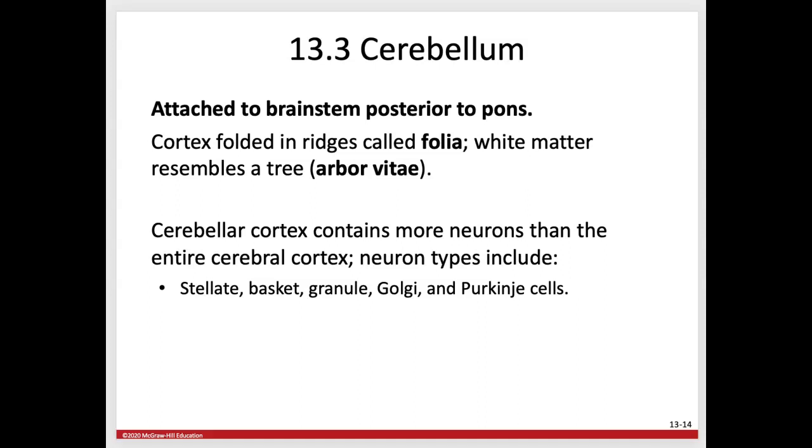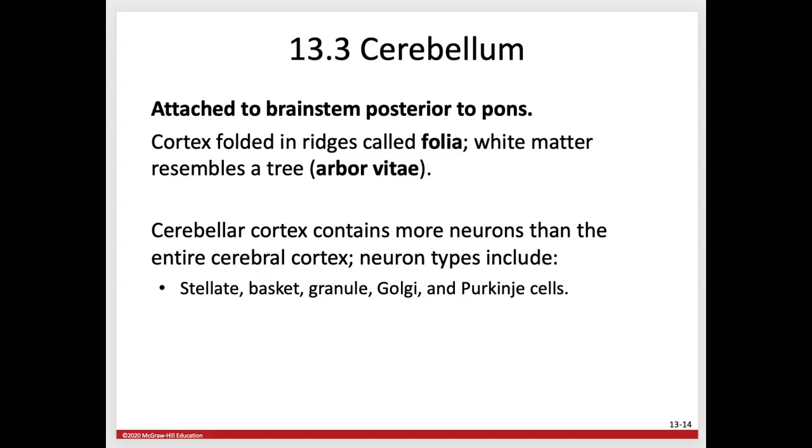Chapter 3, Part 2, the cerebellum. So remember, the cerebellum is that little separate brain-looking portion of the brain. It's attached to the brainstem, posterior or behind the pons. The cortex of the cerebellum is folded in ridges, and they call that folia.